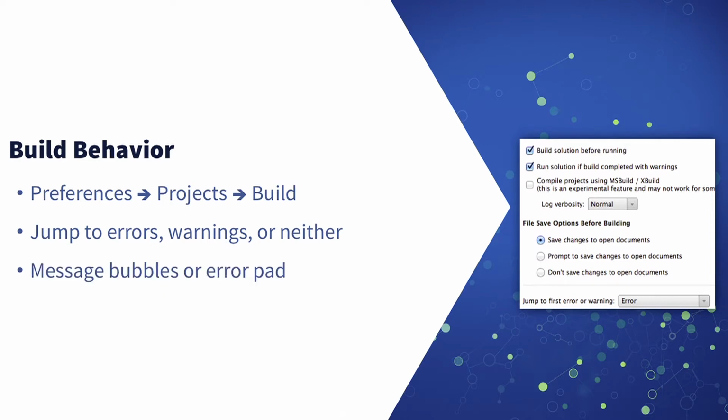You can choose whether you use the message bubbles that display the errors inline in the source editor like Xcode does, or you can just have them show in the error pad like Visual Studio. By default, we use error bubbles because they look really great, but sometimes if you have a lot of warnings, a lot of errors, they can look pretty cluttered. If you have files with many, many warnings, you can change it so message bubbles just display for errors and not for warnings, for example. You can choose whether it automatically saves your files before it builds, so it doesn't ask you whether you want to save them. It just saves them.